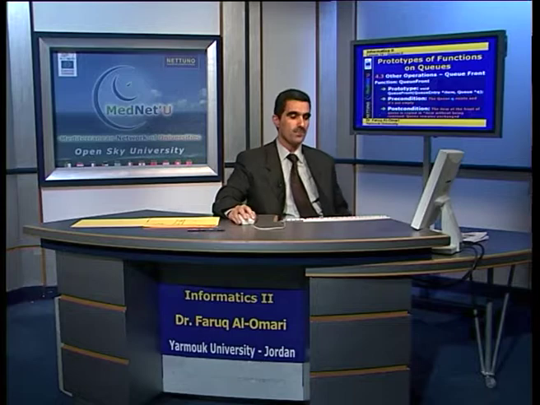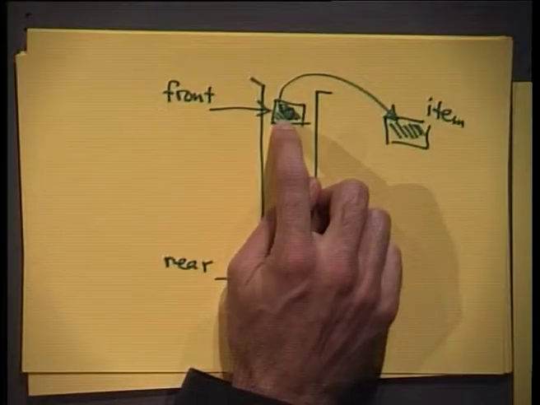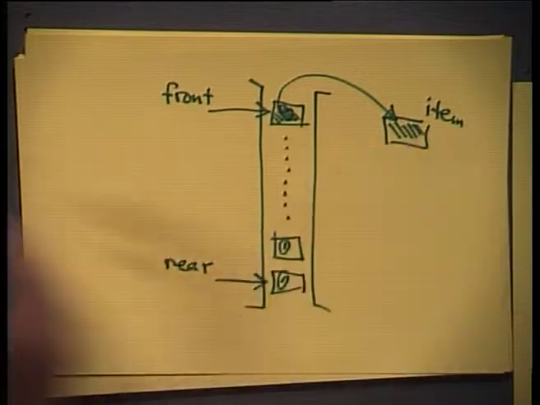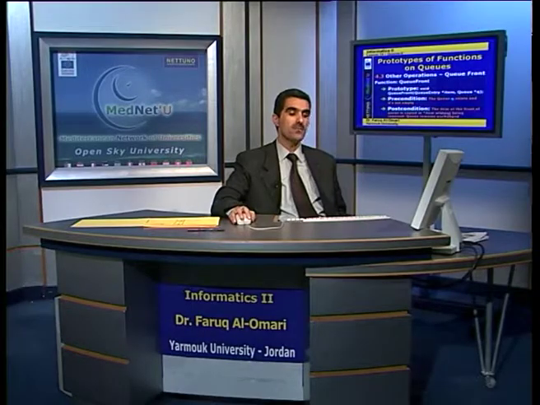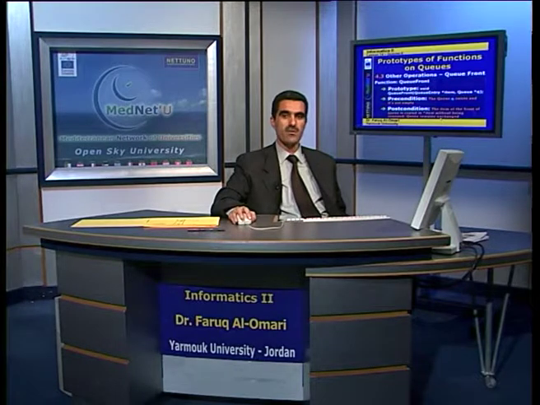The post condition: the item at the front of the queue, this one, is going to be copied into this location called item. However, without removing this item physically from the queue. So it's going to stay inside the queue. However, we're going to make a copy of it and place it in the memory pointed to by item. So the queue remains unchanged as a result of this.